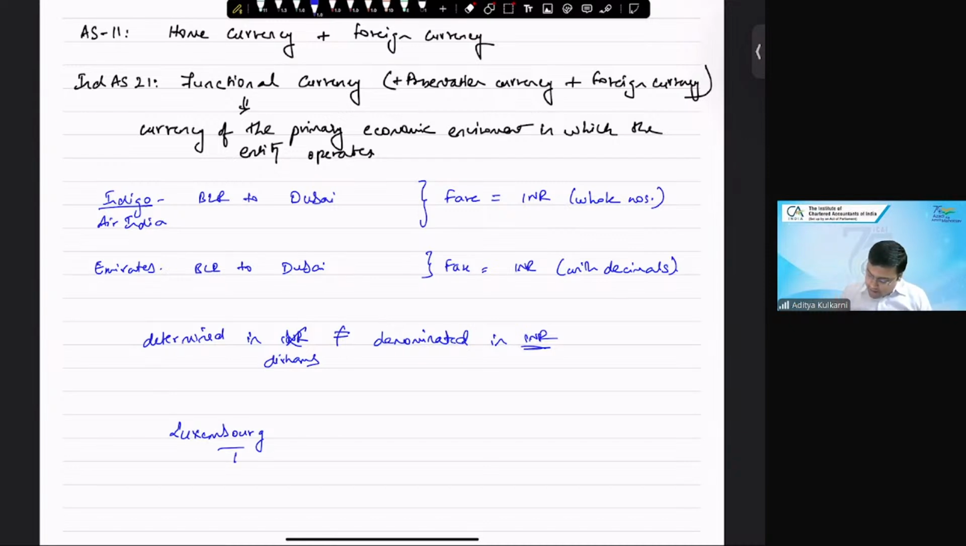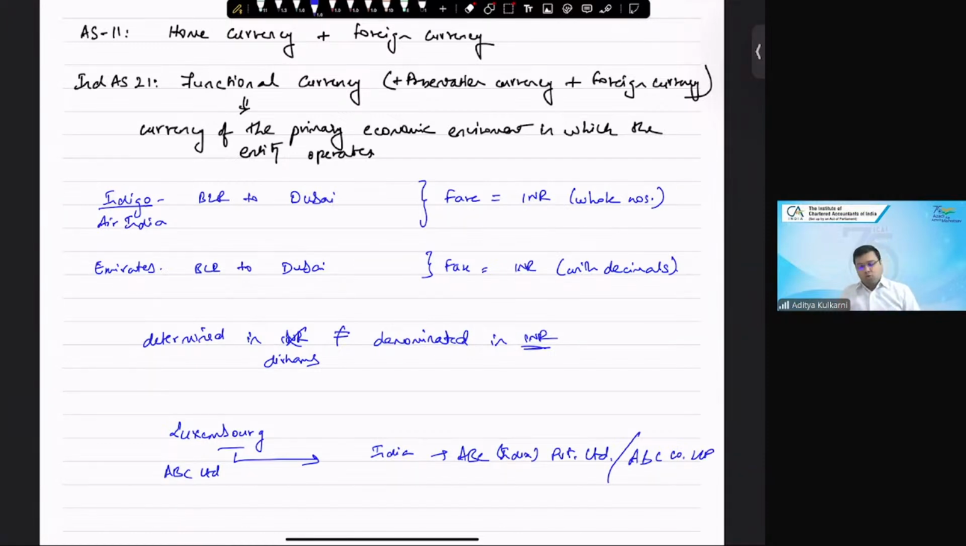Now, they have an entity in India. Let us say it's an entity ABC Limited. ABC Limited has its subsidiary in India, ABC India Private Limited, or if it is a firm, ABC Company LLP. Now, let us for now assume that Ind AS is applicable to all entities. We'll not go into whether it applies to an LLP or not. That we'll forget for the time being.